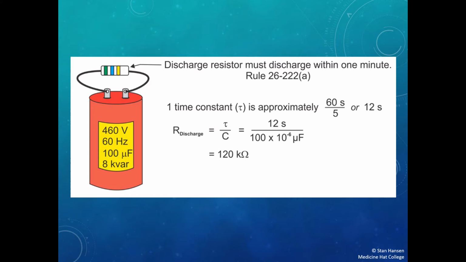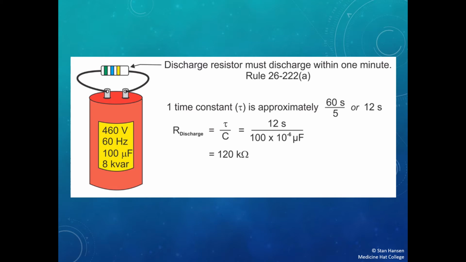The rule states that we must be down to that 50 volts or less within 1 minute in the case of capacitors rated at 750 volts or less, and within 5 minutes in the case of capacitors rated at more than 750 volts. If we're going to use a resistor as a discharge path, we have to be able to figure out how to size that resistor properly, and we're going to use the time constant formula that we used in theory. Take, for example, the capacitor that we have on the screen.